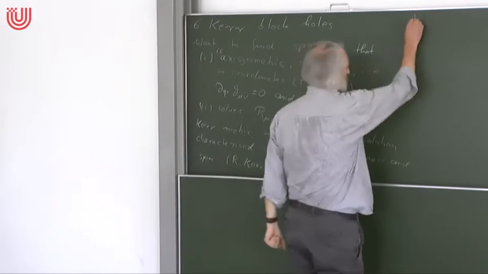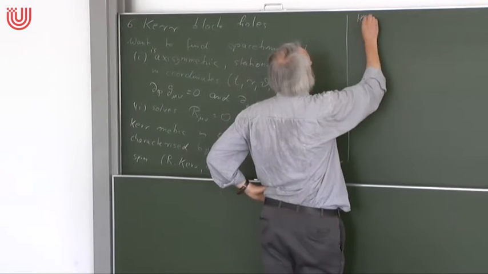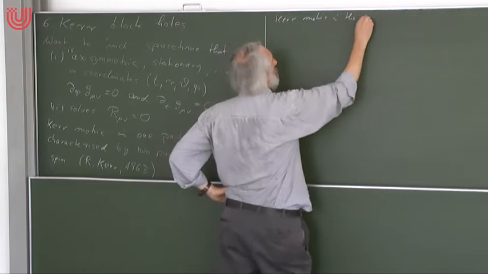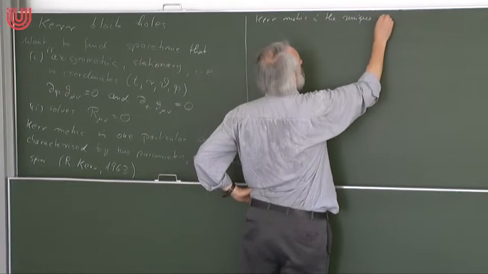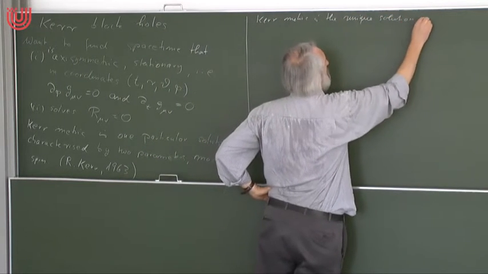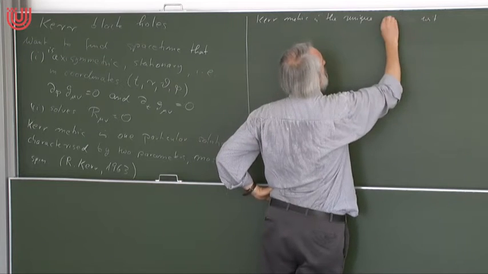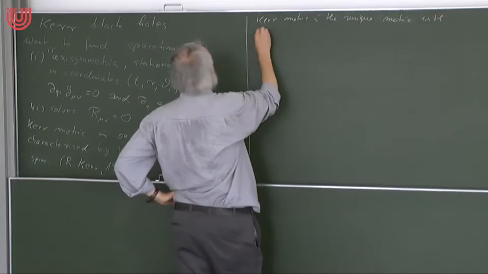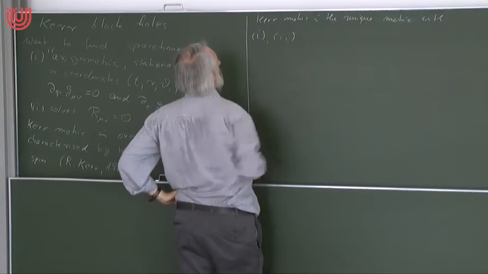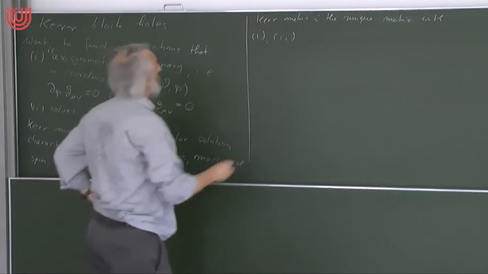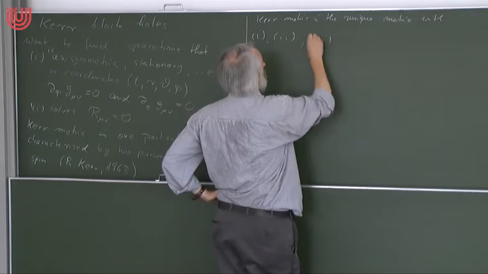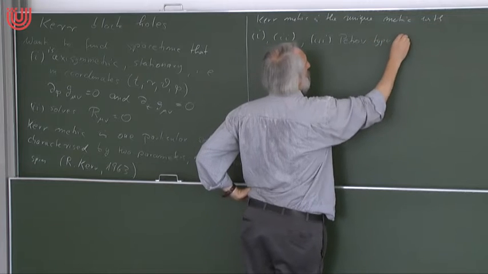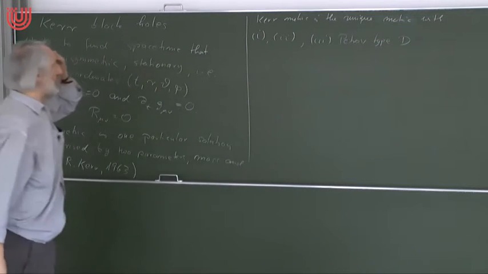So the Kerr, let me just write this down as a statement. The Kerr metric is a unique solution, or unique metric, let me write it this way, with 1 and 2, and additional properties. And one is, the third is that it is what is called of Petrov type D. Let me very briefly indicate what is meant by this.